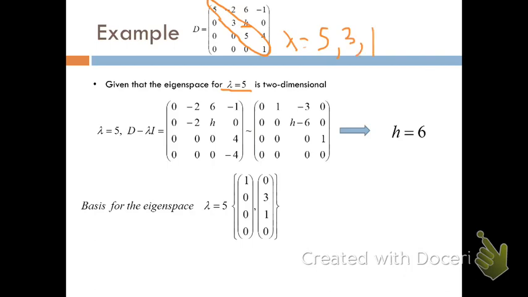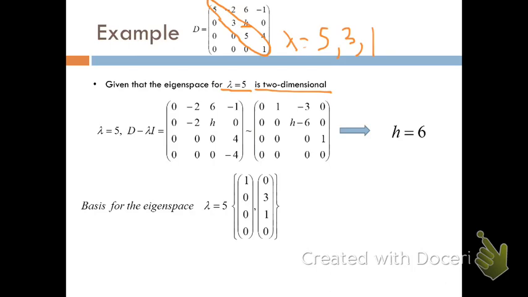So we don't have n distinct eigenvalues, so we cannot automatically say that this is diagonalizable. But let's do a little inspection. Since we know that it's two-dimensional, what does that tell us? That we will have two free variables.